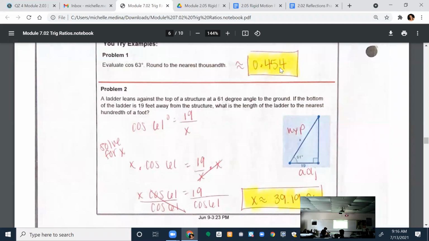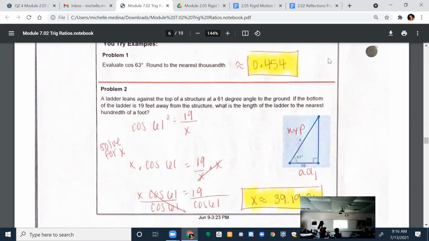63, you should have gotten 0.454. And it's rounded to the 1,000 spot, so that's 3 decimal places. All right, 0.454. Problem 2, so we have a real world situation going on that also gives us a picture.